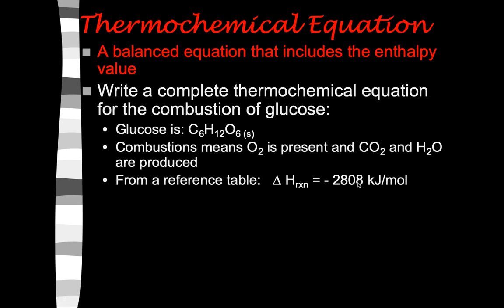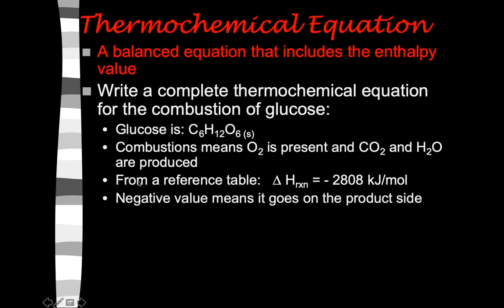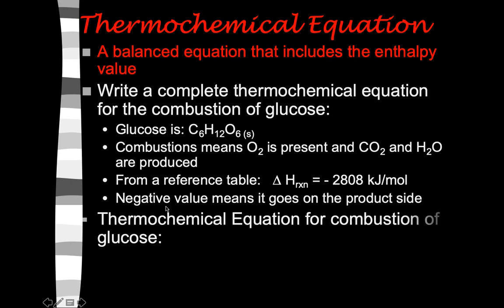Go ahead and pause the video and see if you can write this equation before I give it to you. You know your reactants, you know your products, you know your delta H value, and you know it is negative, meaning it's exothermic. Put it all together. Pause the video. All right, let's see if you got it. Oh, we already have it. One more hint: negative value means it goes on the product side, but you already knew that. Okay, let's try it out.